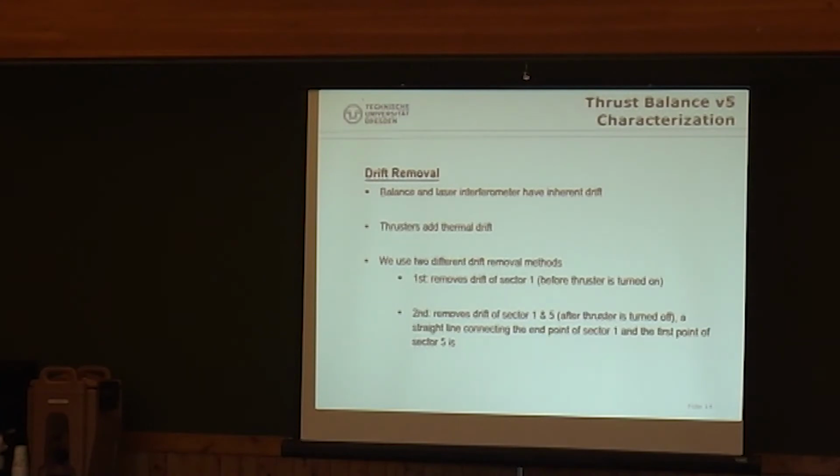So we use two different methods. First, we take the first sector, everything that was before the thruster turned on, fit a line to it and remove this from the whole thing. I show a picture in the next slide. The second thing is we do the same for the first and for the fifth sector, after the thruster is turned off again, and connect these two lines with a straight line. So this is basically to remove thermal events.